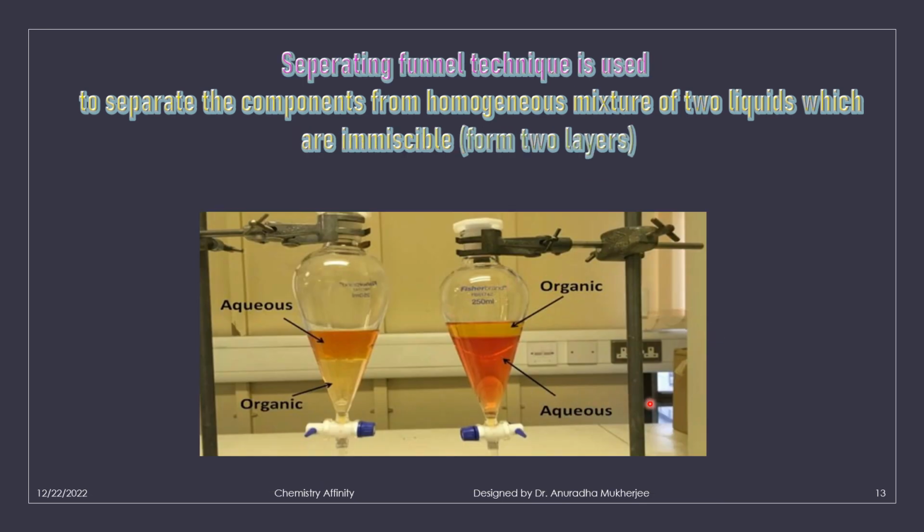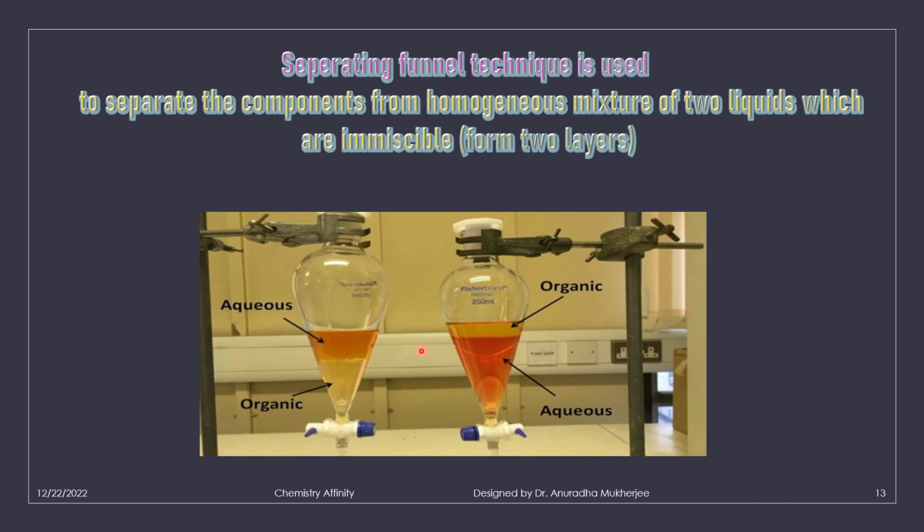This is another technique called the separating funnel technique, which is used to separate the compounds from a homogeneous mixture of two liquids which are immiscible. Miscible liquids can be separated by fractional distillation, but immiscible liquids can be separated using the separating funnel technique. This simple glassware is called a separating funnel, and when we add two immiscible liquids to it, they form two layers. The liquid with higher density will be in the bottom layer, and the liquid with lower density will be in the top layer.